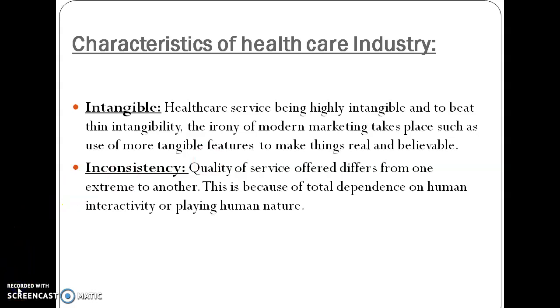The main reason the quality of service differs is because the one who is providing the service is also human, and whoever is getting the service is also human. So there is a human interaction, and it's totally dependent upon how a person is interacting with another person in the treatment. That is why the inconsistency is there in the healthcare industry.